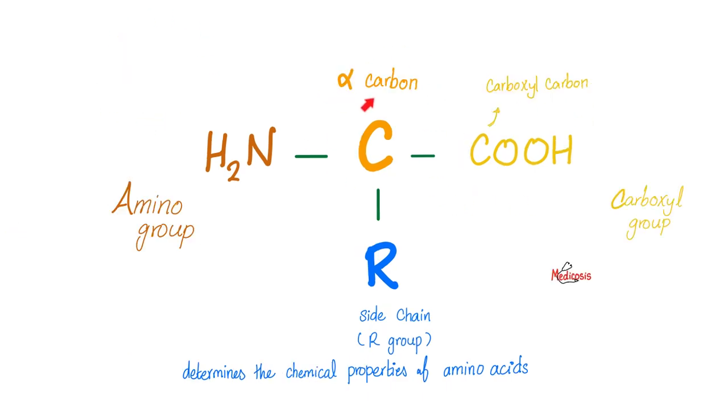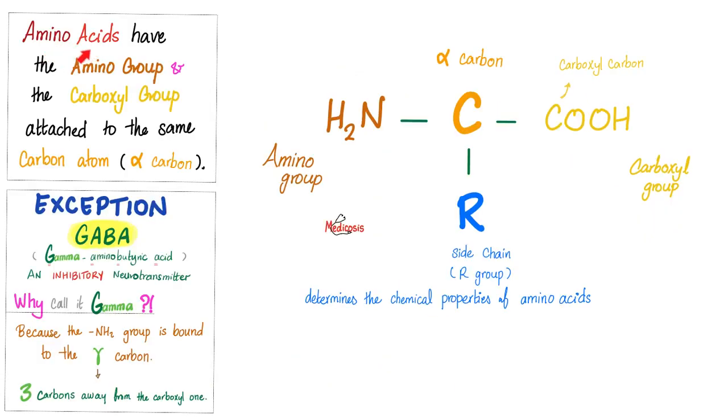What's the name of that carbon? Alpha carbon. Here's the beauty of the amino acids. They have their amino group and their carboxyl group attached to the same carbon, known as the alpha carbon. Is there an exception? Of course. Every rule has exceptions. This is GABA. GABA stands for what? Gamma amino butyric acid. Gamma amino. You know why we call it gamma? Yup, indeed. Because it's a gamma carbon, which is 3 carbons away from the carboxyl one. So after the carboxyl, you have alpha, and then you have beta, and then you have gamma carbon.